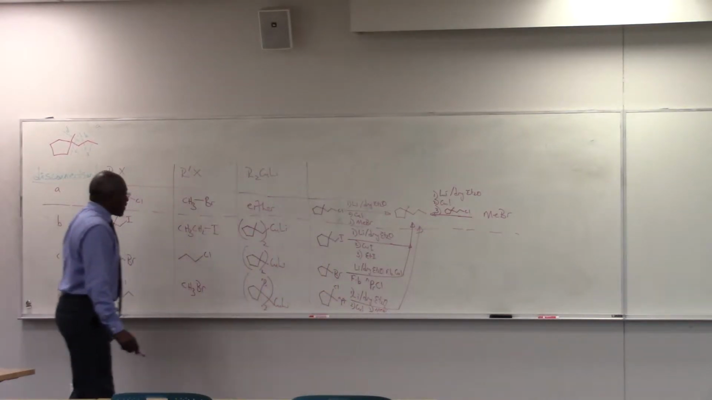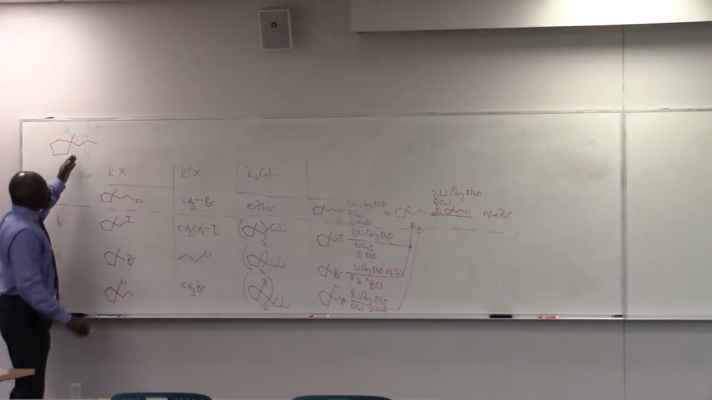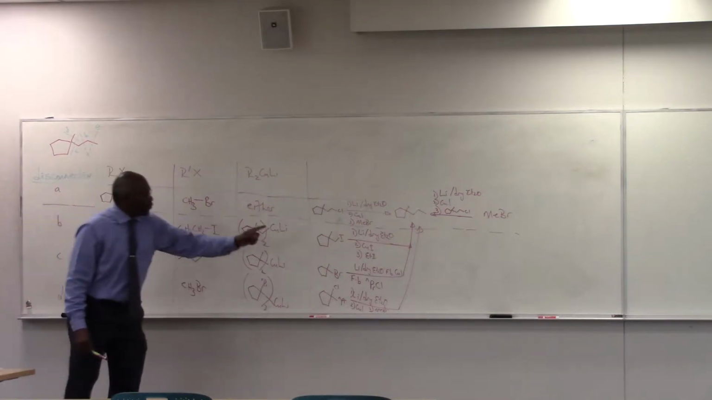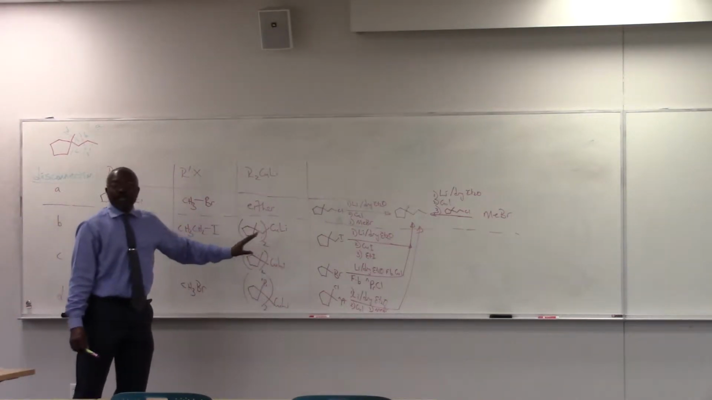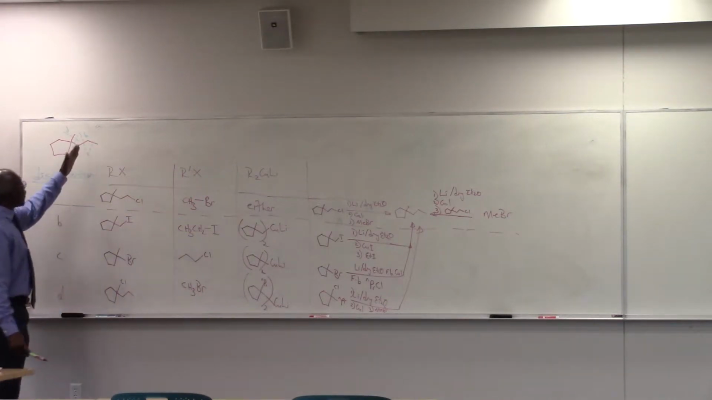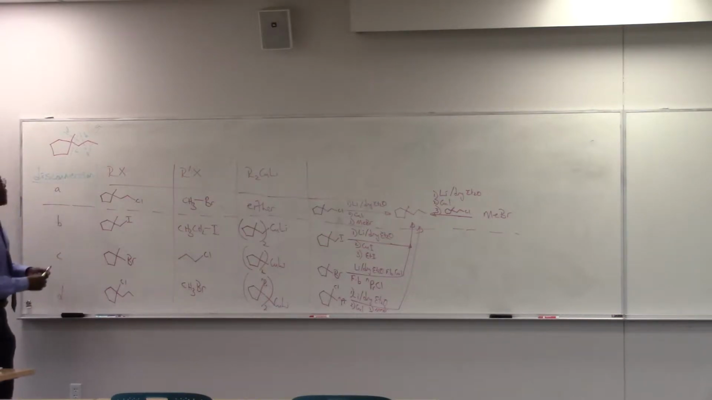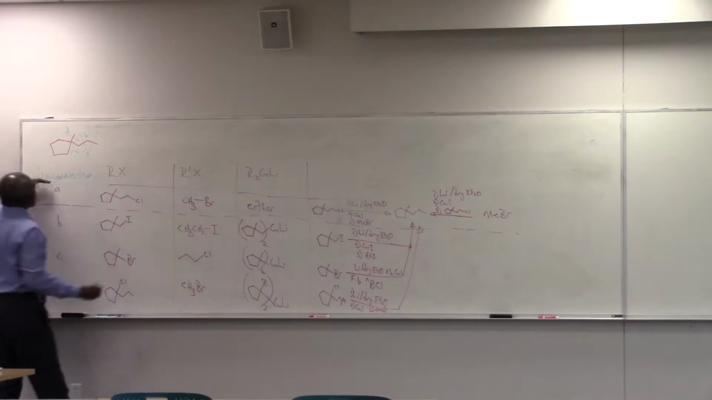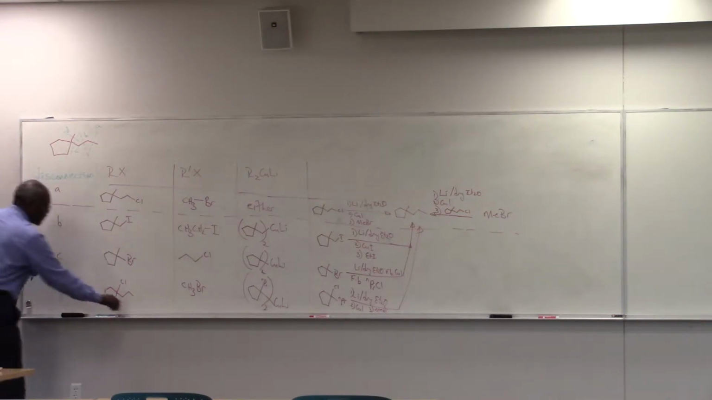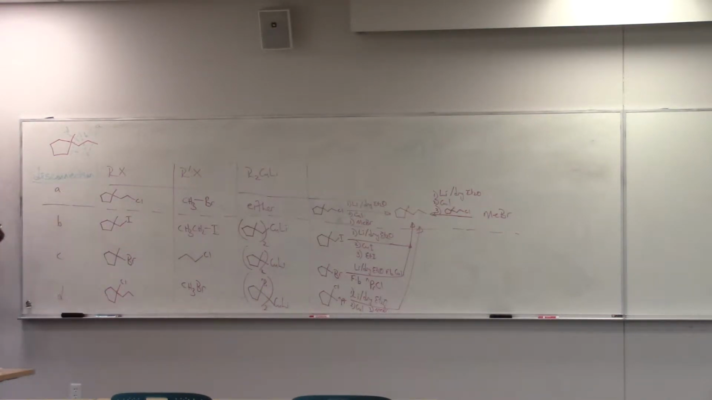So I could make this compound 1, 2, 3, 4, 5 different ways by choosing along which carbon bond I disconnect. And this disconnection approach is a very useful one to take when we're doing organic synthesis, and that's particularly true when we're looking at the copper-mediated reaction, or the Corey-Posner-Whitesides reaction.